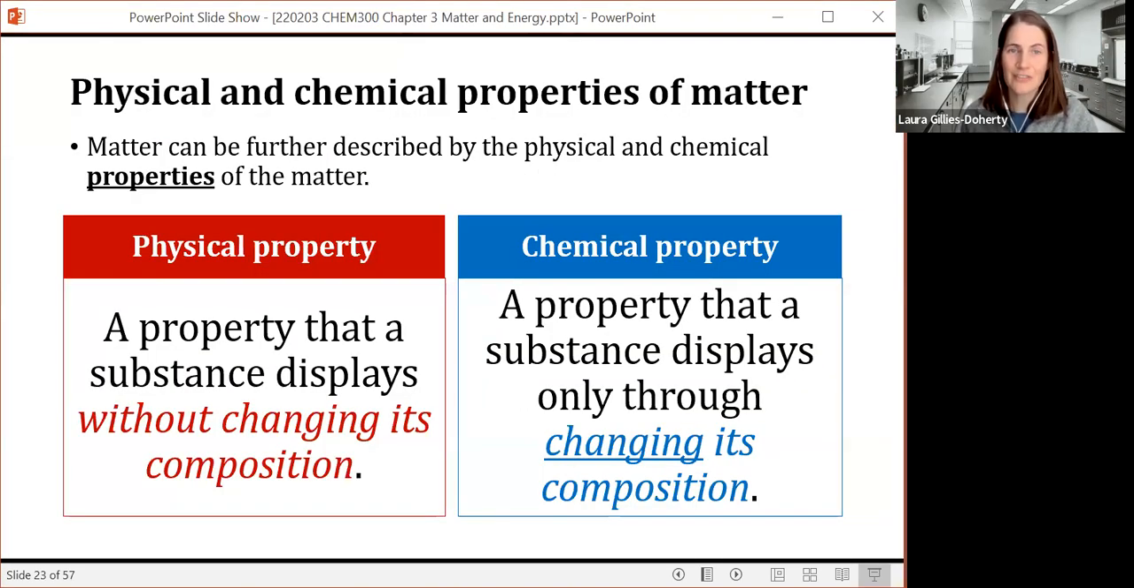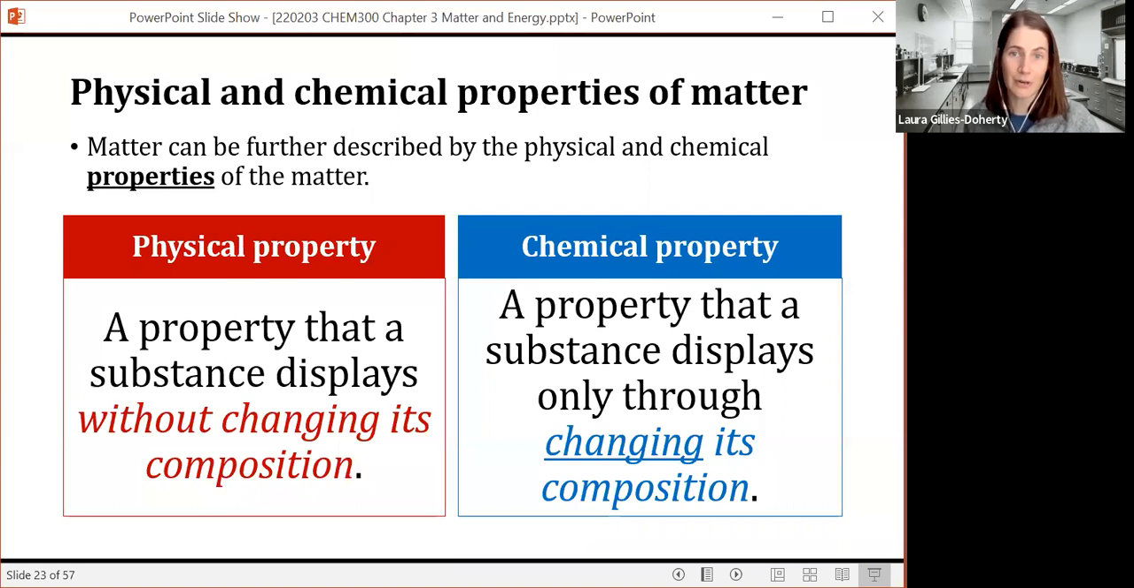So matter can be further described by the physical and chemical properties of the matter. So let's start with what a physical property is. A physical property is a property that a substance displays without changing its composition. So it can display physical properties and keep its identity.